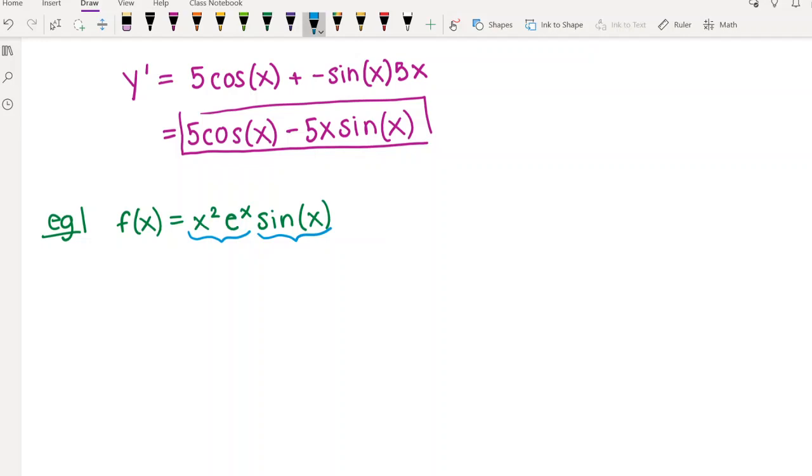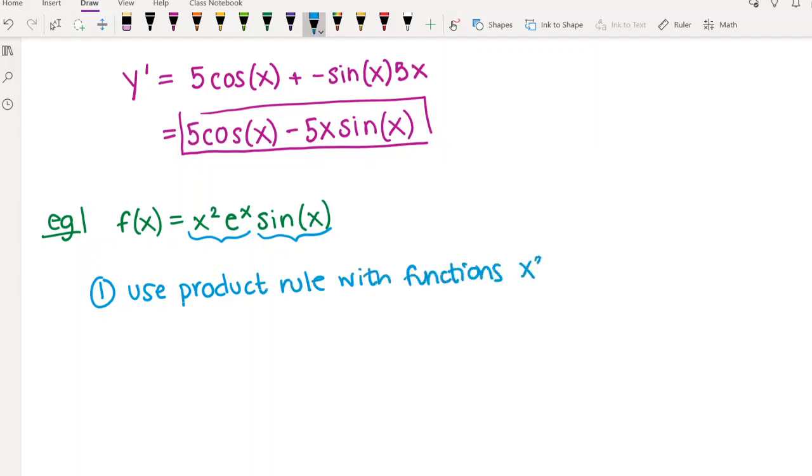So we're going to start by using the product rule with the functions x squared e to the x and sine of x. We're going to think of those as our two functions. But what we'll see is that when we go through using the product rule, we're actually going to have to use the product rule again. And this is where I think that notation I keep talking about will really help us in this case.